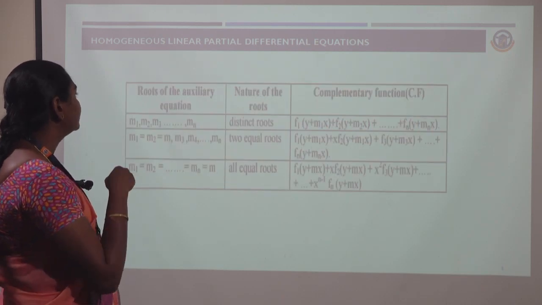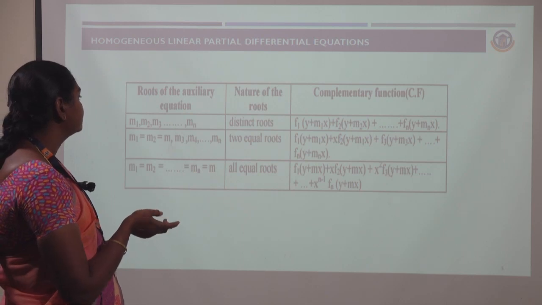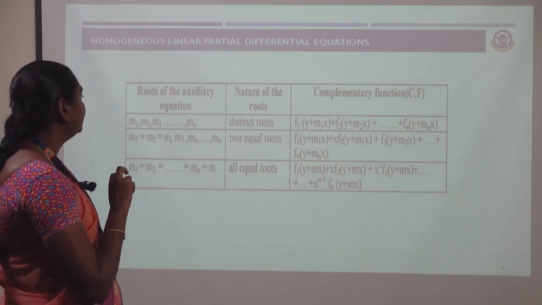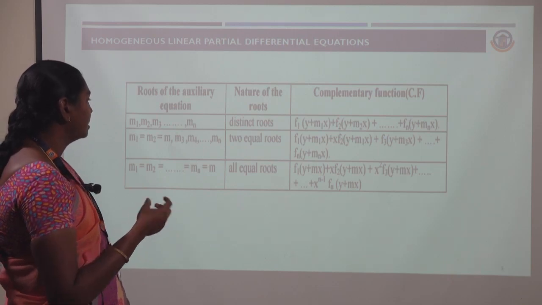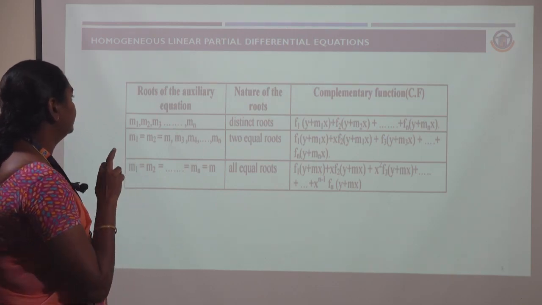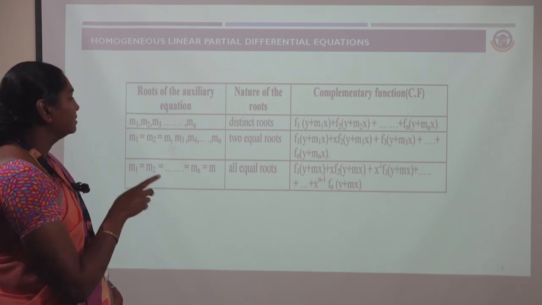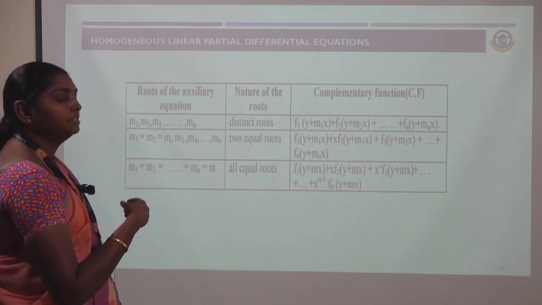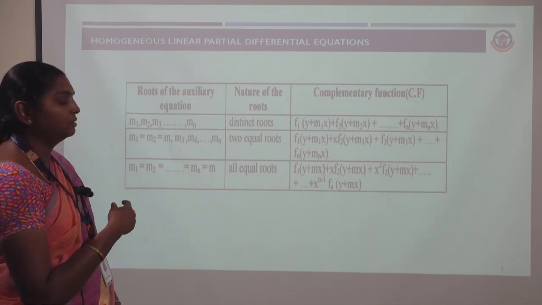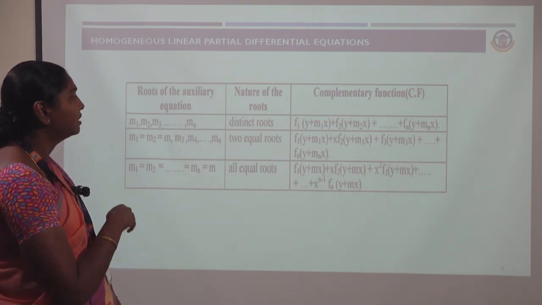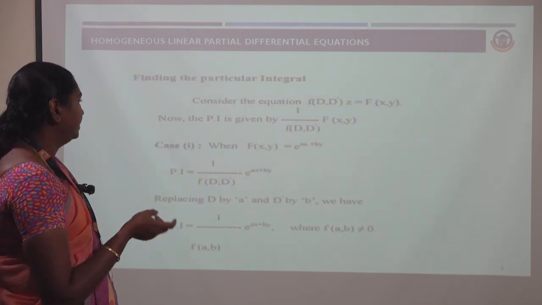The first case is distinct roots, where the roots are different. The next case is two roots are equal, and another case is all roots are equal. For different roots, we use the first case. Two roots equal means we use the second case. All roots equal means we use the third case to find the complementary function. Next, we find the particular integral.